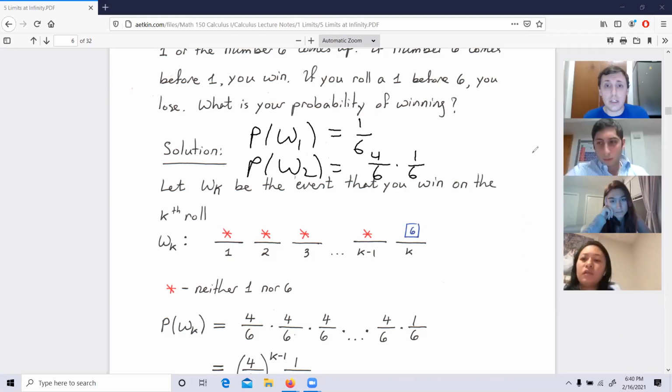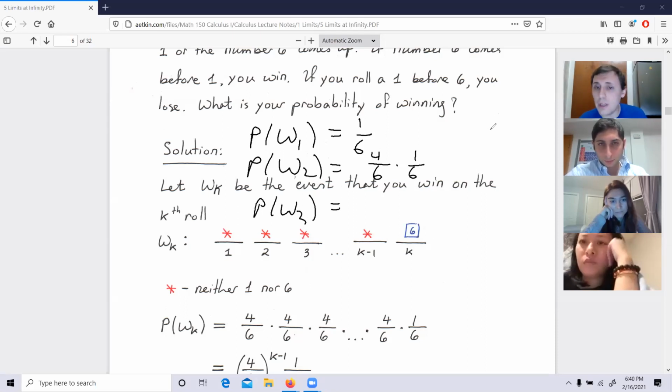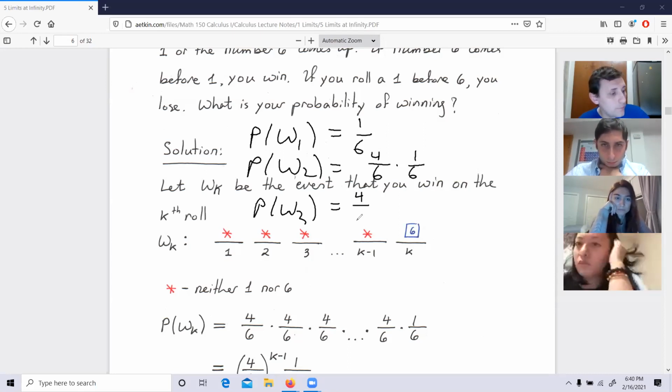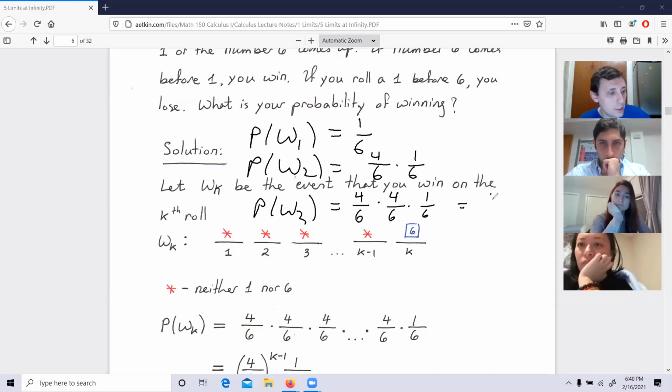And then in general, do you see it, guys? The third, what is the probability of W3? That means I win on the third round. It means I did not win or lose on the first round. I was in limbo. The same happened for the second round, and on the last round I won, right? So the result is (4/6) squared times 1/6. Yes?